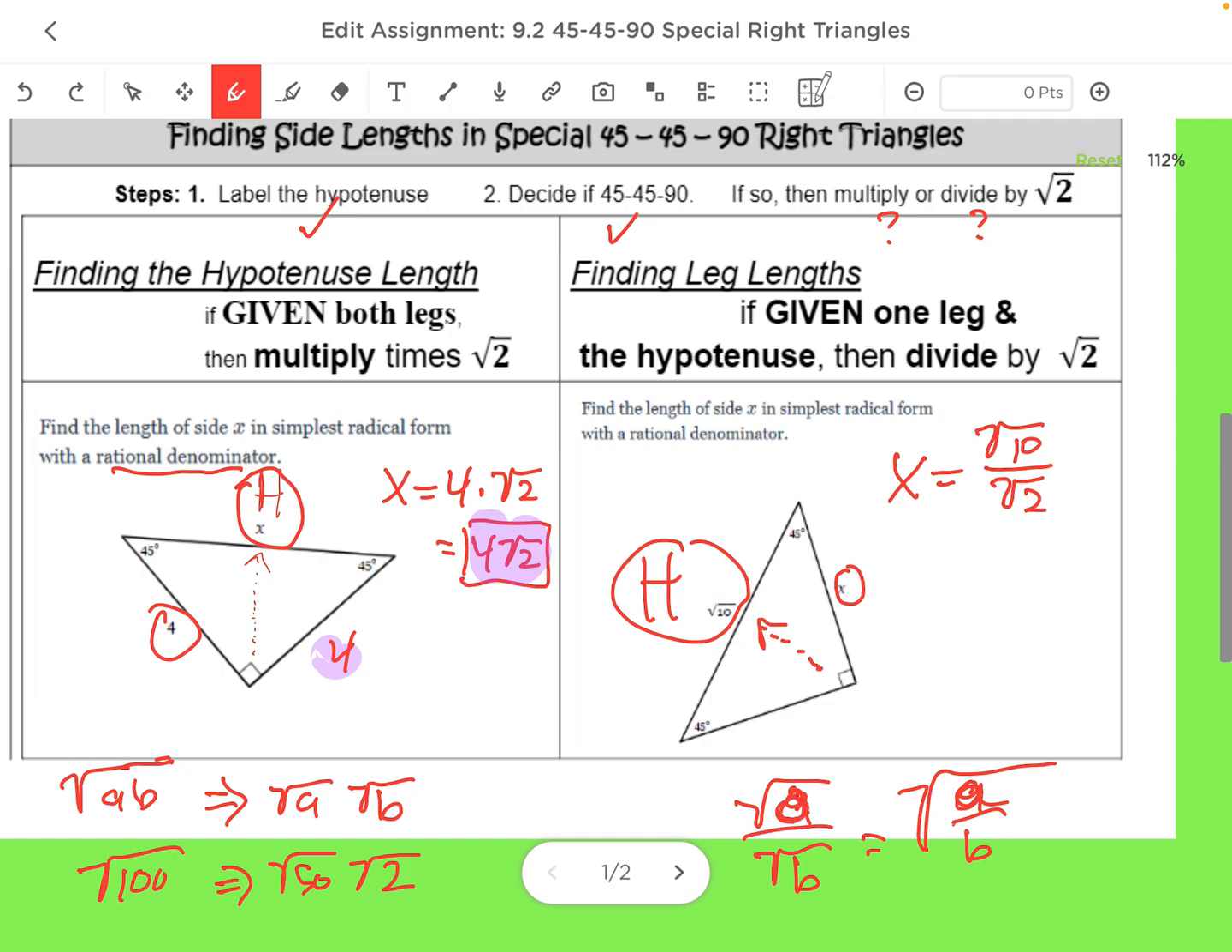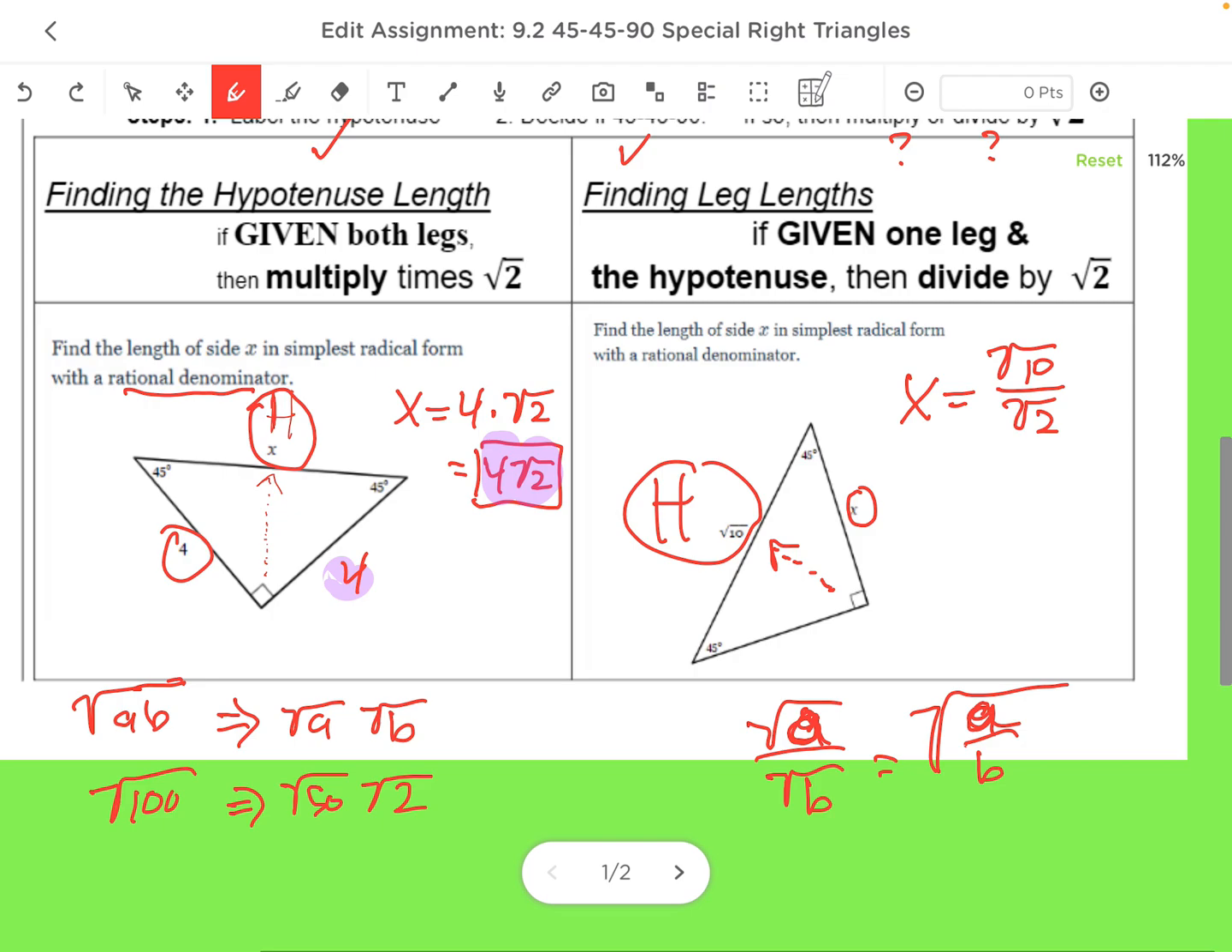Okay? So that means if I had the square root of 100 over the square root of 20, that would be equal to the square root of 5. Okay, because 100 divided by 20 is 5. So, knowing that, if I had the square root of 10 divided by the square root of 2, that's going to be equal to the square root of 5.